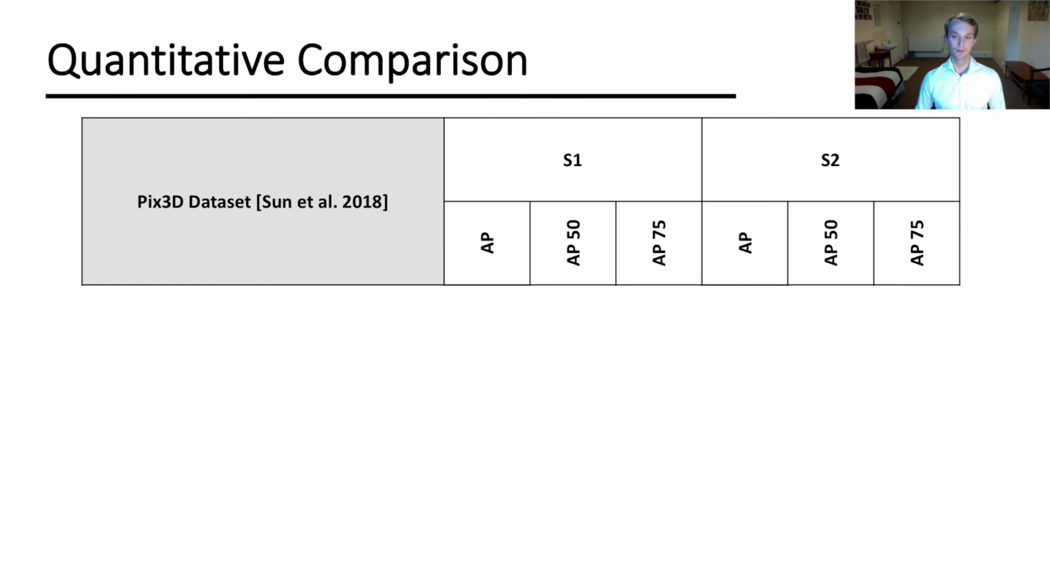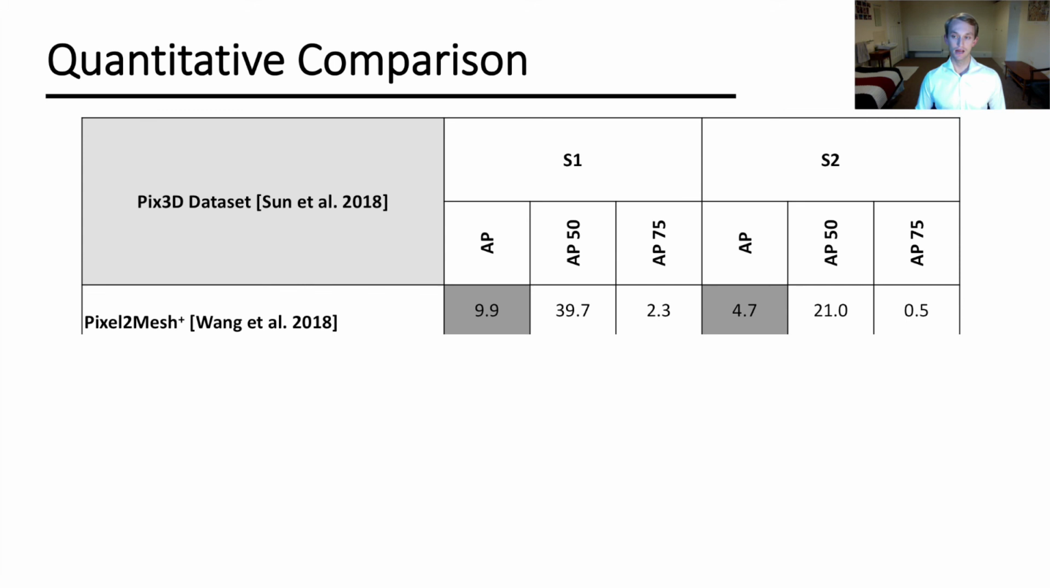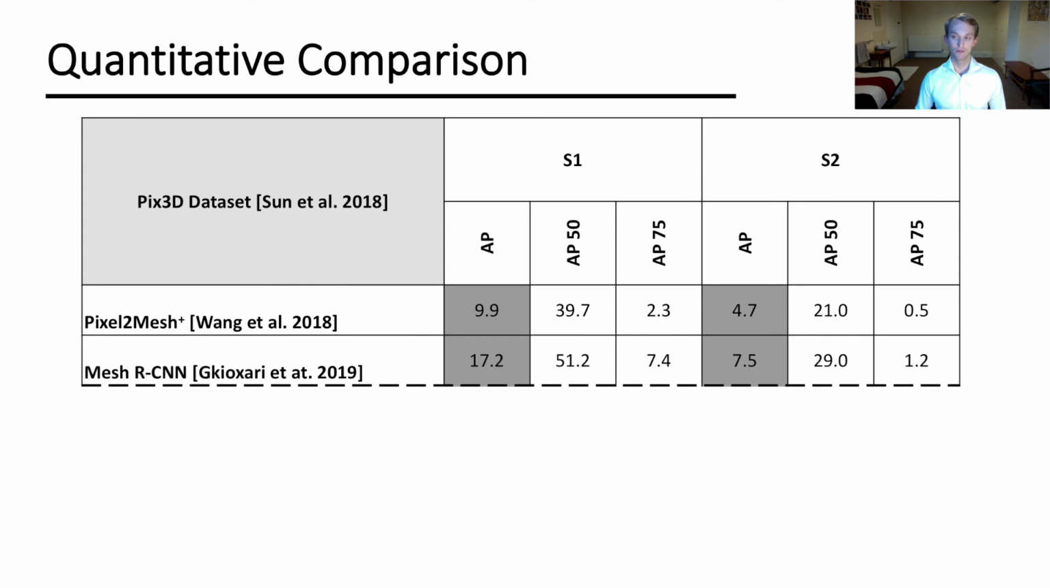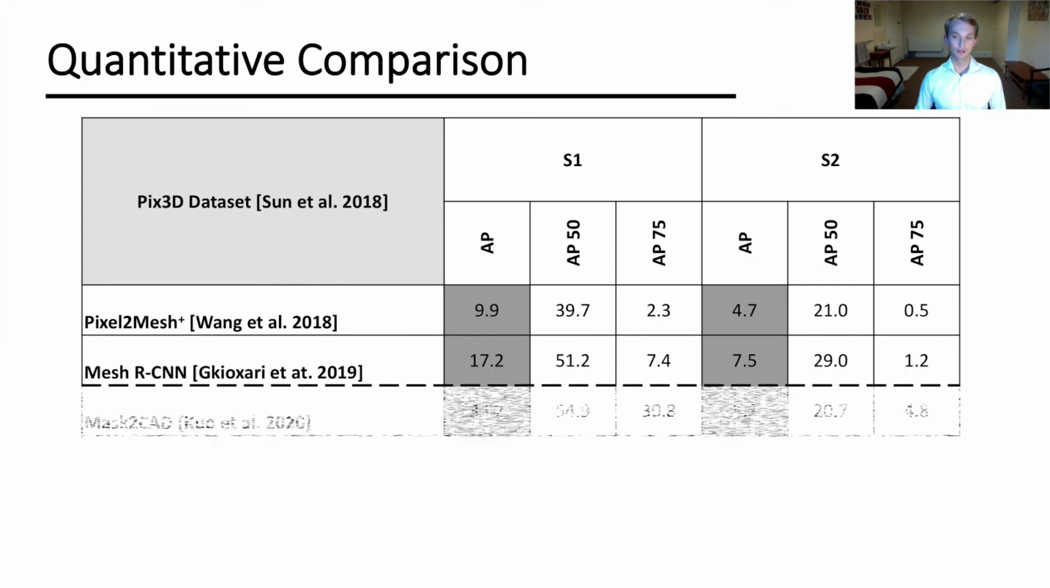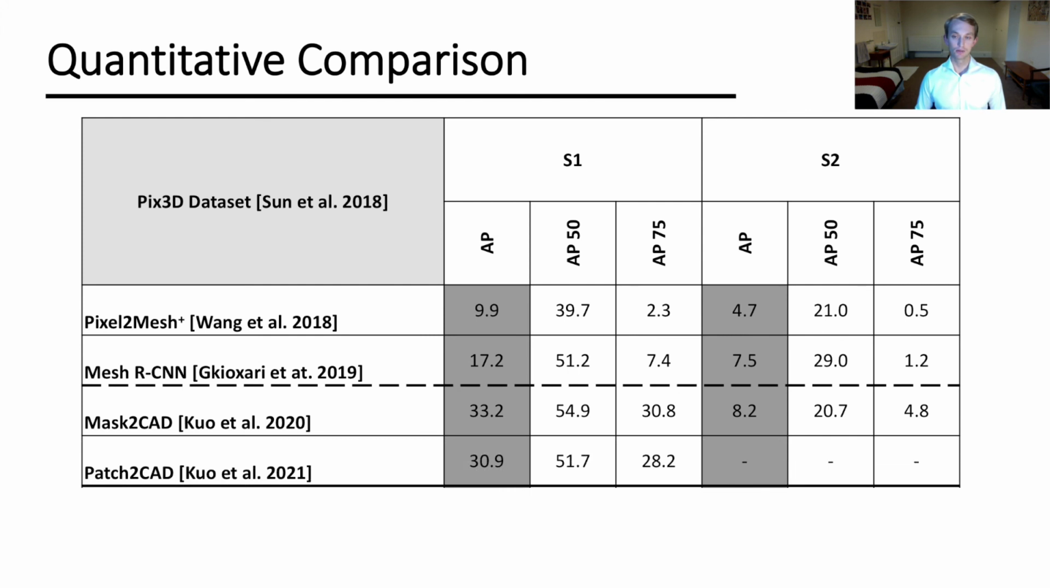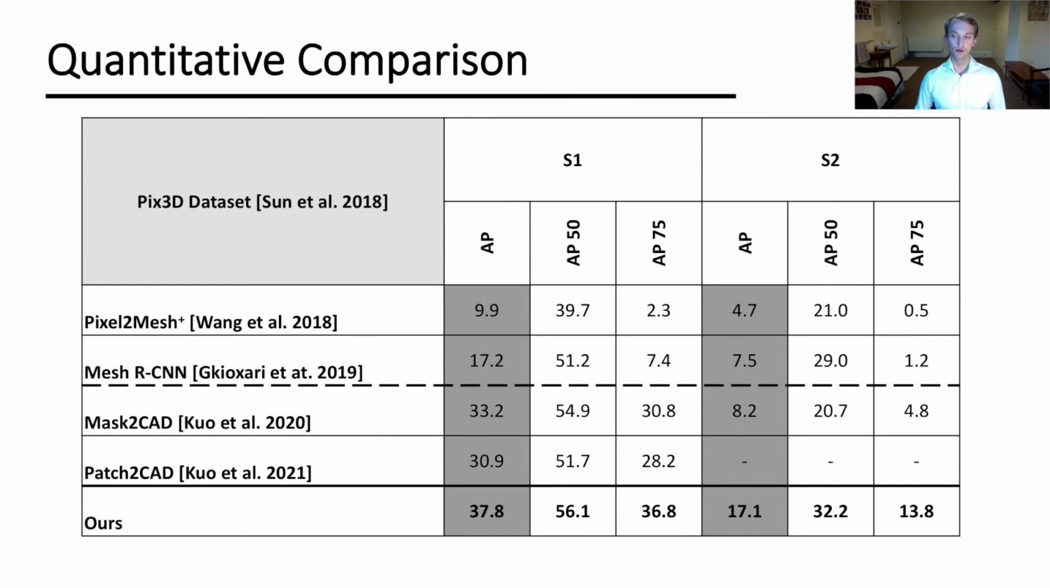We train and test our system on the Pix3D dataset. We compare quantitatively against pixel to mesh and mesh RCNN, which are direct shape prediction methods. We also compare against mask to CAD and patch to CAD, which similar to us retrieve CAD models from a database. We outperform all competitors on different data splits on all metrics by a large margin.